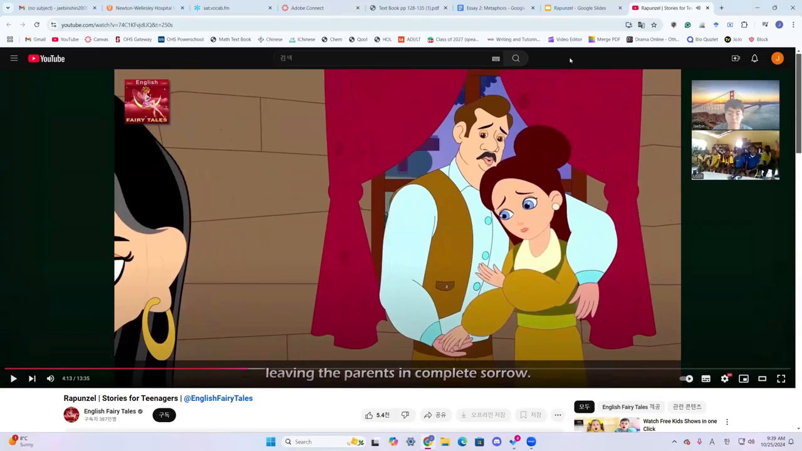So the witch took Rapunzel away, and that left the parents in complete sorrow. In other words, in complete sadness, because sorrow means a feeling of deep sadness.